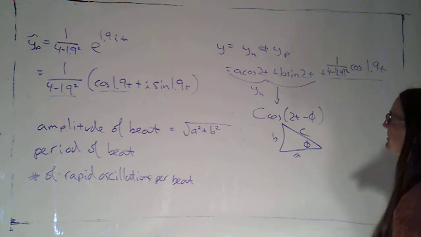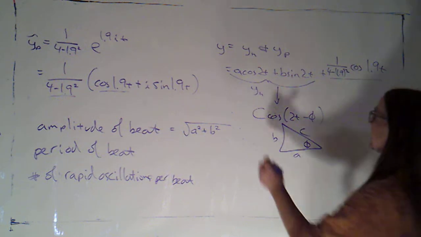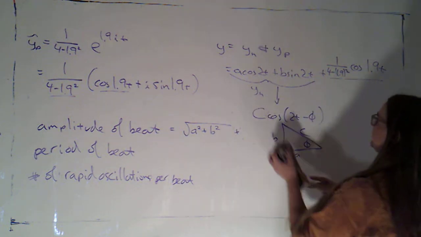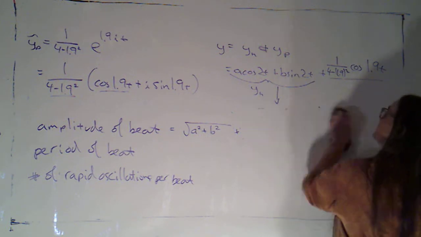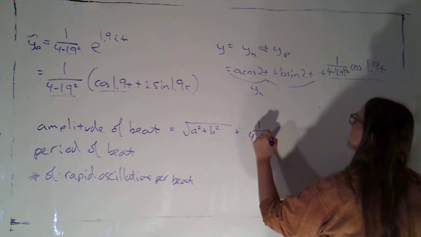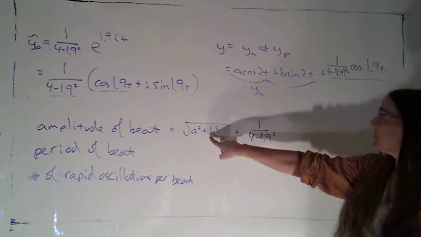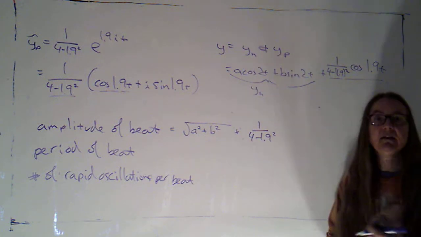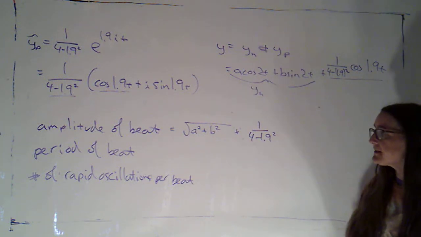So it's going to be the square root of a squared plus b squared. Let me clear some space. The amplitude here is 1 over 4 minus 1.9 squared. So you'll notice the amplitude is determined by these numbers, which are determined in turn by the initial condition. So that's going to vary.